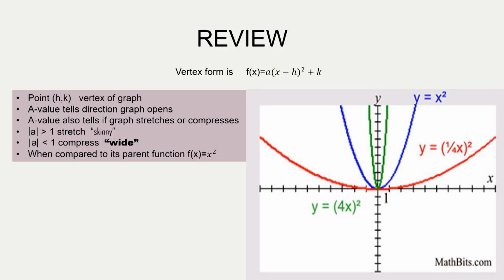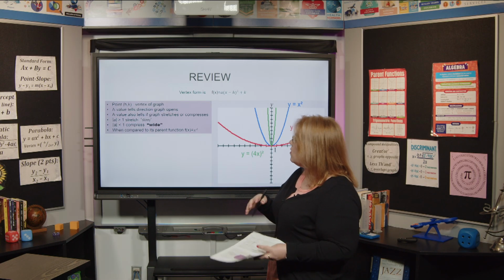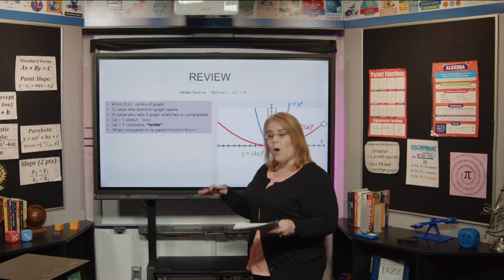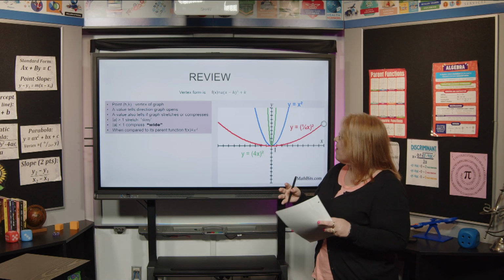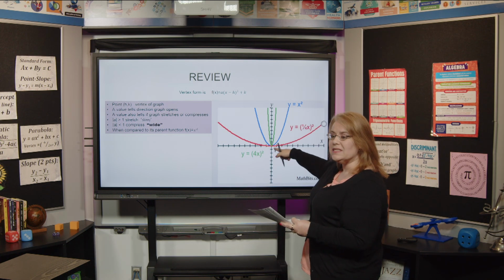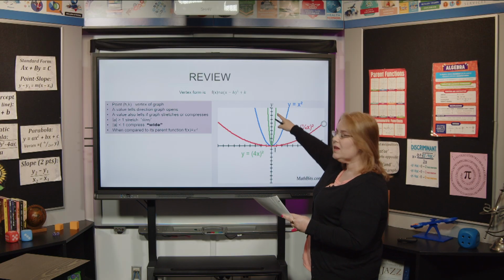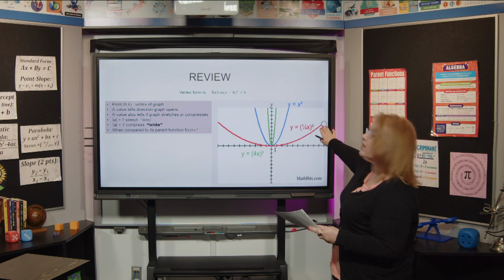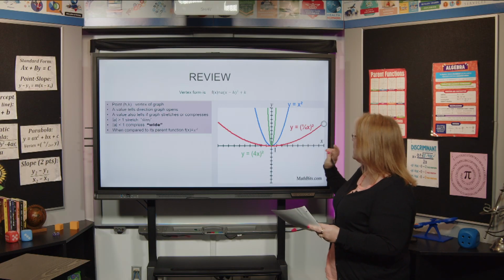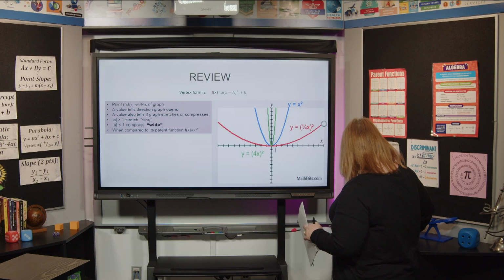Now remember, we are looking at the absolute value of my a. If it's larger than 1, it's going to stretch, meaning it's going to get skinnier. If the absolute value is less than 1, that means it's going to compress, or get wider. And we're also comparing it to its parent function. Right here, the blue would be considered my parent function. If I stretched it, it would look like the green, and if I compressed it, it would look like the red. So there are two examples when we are comparing to that parent function.